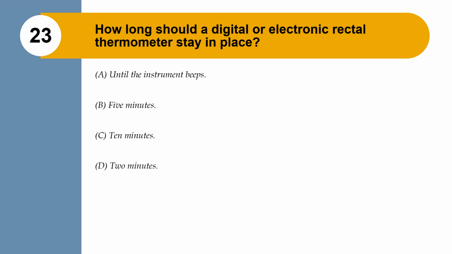Question 23. How long should a digital or electronic rectal thermometer stay in place? Option A, until the instrument beeps. Option B, 5 minutes. Option C, 10 minutes. Option D, 2 minutes.